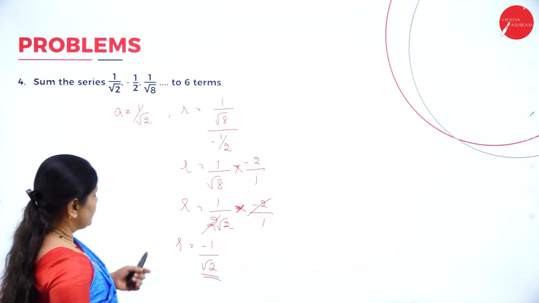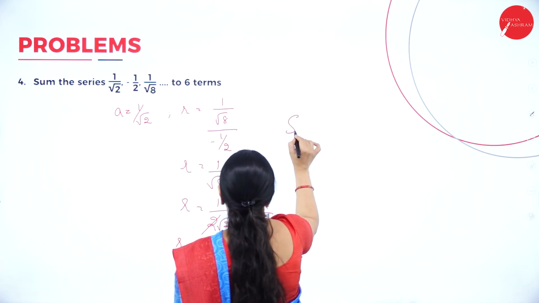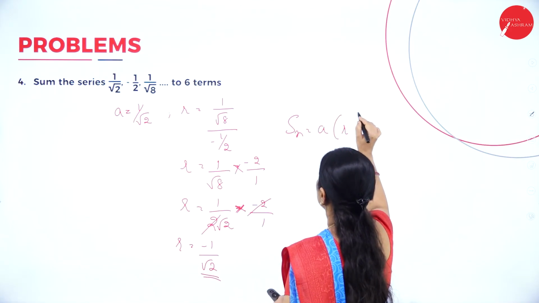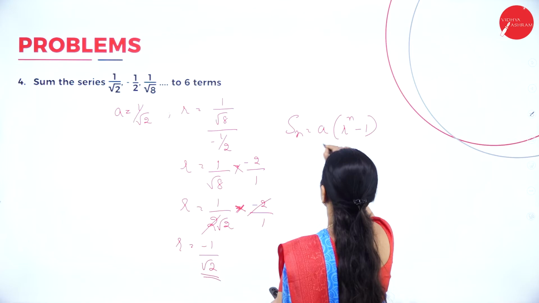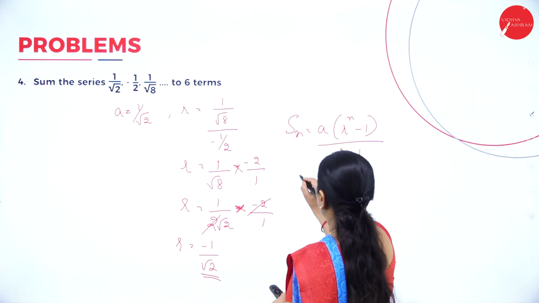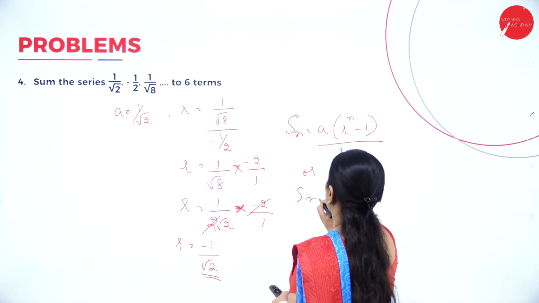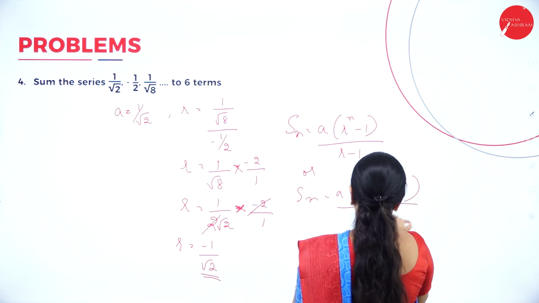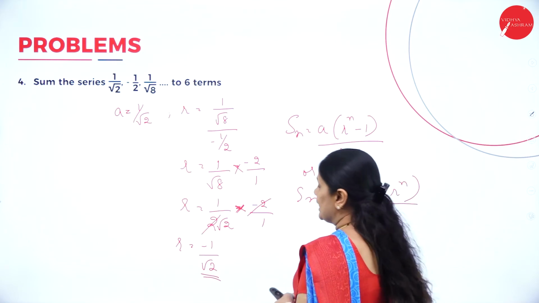Now, I have to find Sn. Sn will be equal to A into R to the power of n minus 1 divided by R minus 1, or Sn is equal to A into 1 minus R to the power of n divided by 1 minus R.